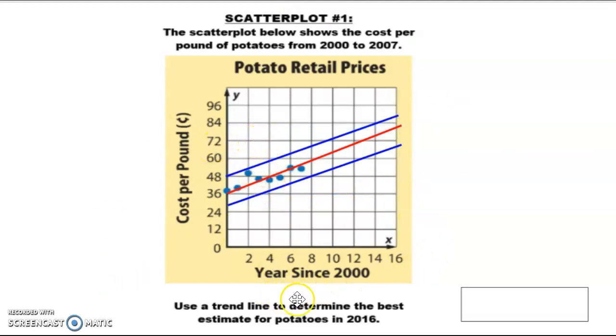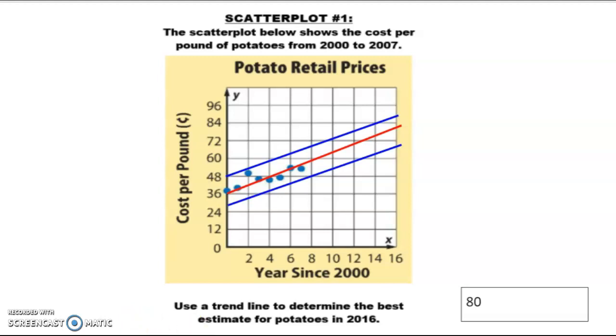When we get to 2016, because it says years since 2000, we go to our point here, which would be around 80. So we are going to put 80 as our prediction. Let's make that a little bit bigger. Right? So it costs about 80 cents per pound.